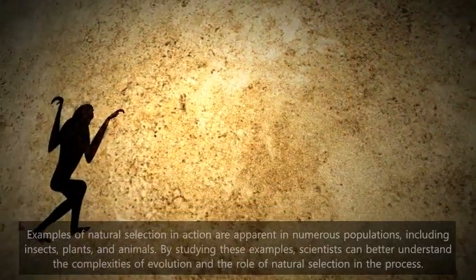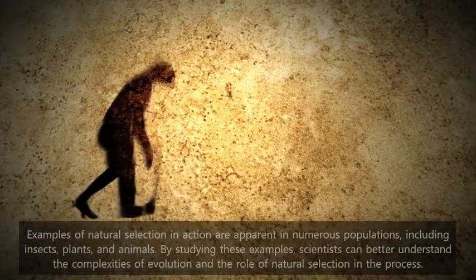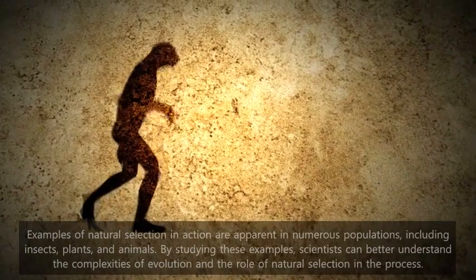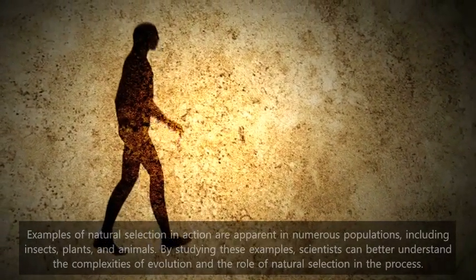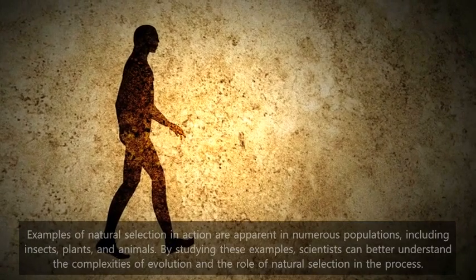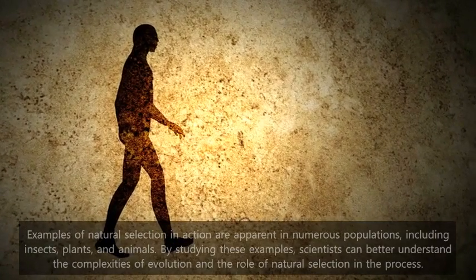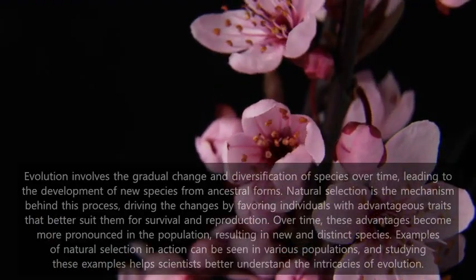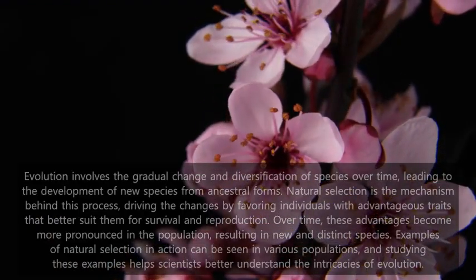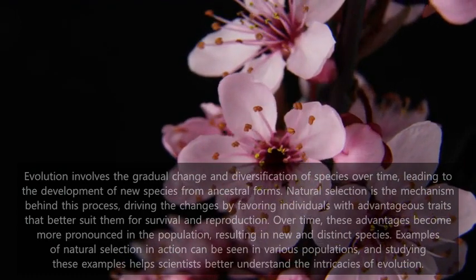Examples of natural selection in action are apparent in numerous populations, including insects, plants, and animals. By studying these examples, scientists can better understand the complexities of evolution and the role of natural selection in the process.